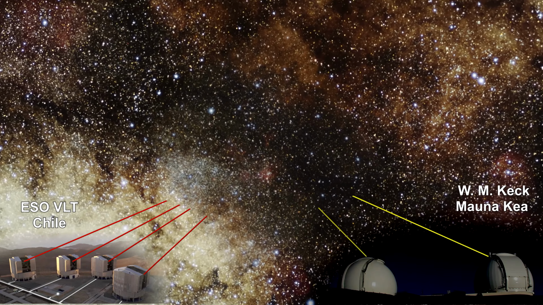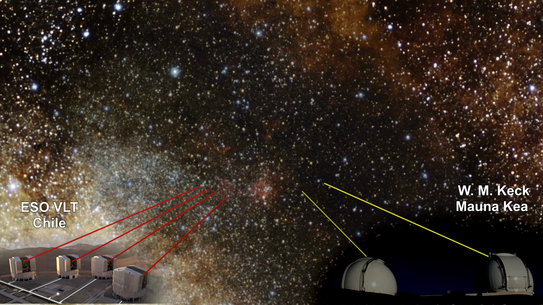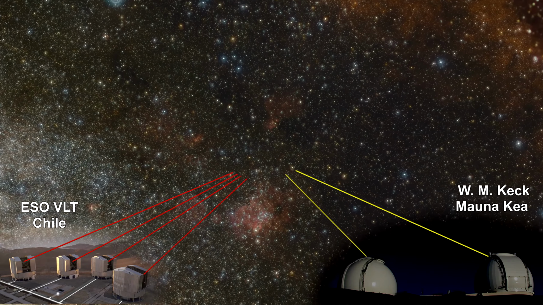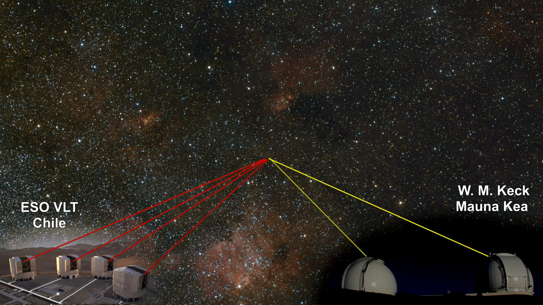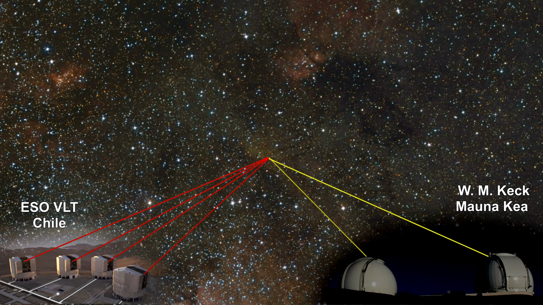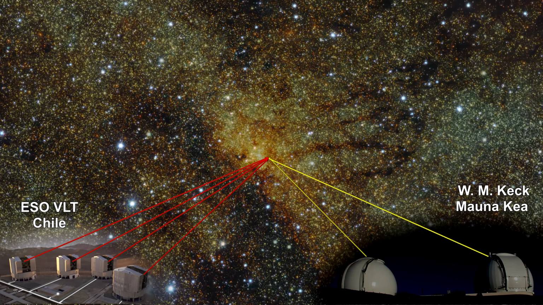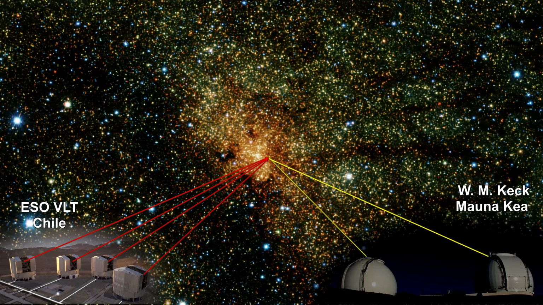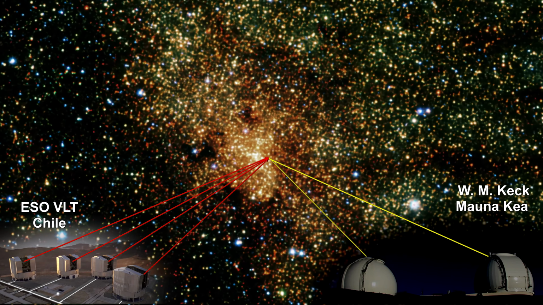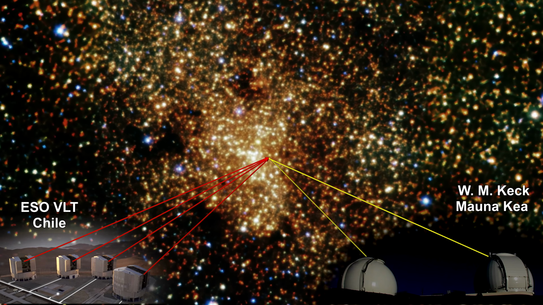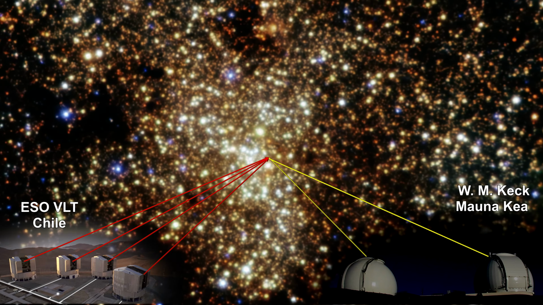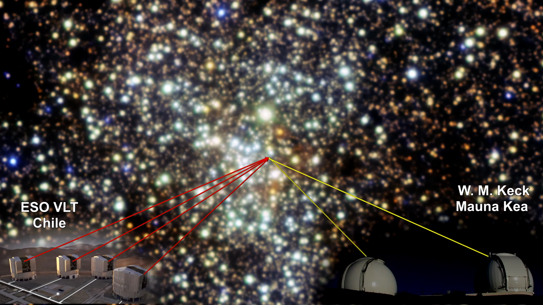The UCLA Galactic Center Group, along with the Keck Observatory on top of the Mauna Kea volcano in Hawaii, the European Southern Observatory and its array of very large telescopes in Chile, and the Max Planck Institute for Extraterrestrial Physics in Germany, and many others have made dramatic progress in advancing our understanding of this critically important part of our galaxy.